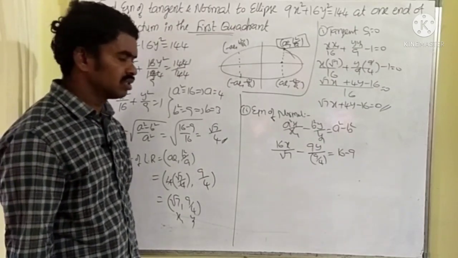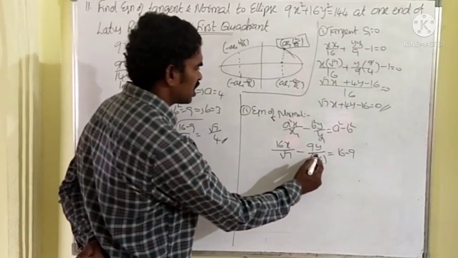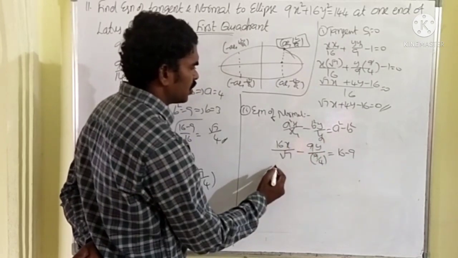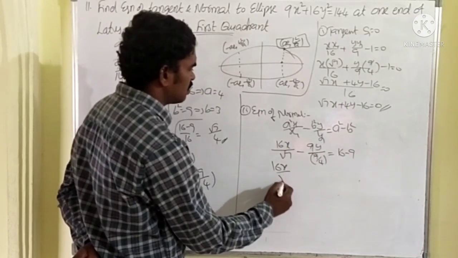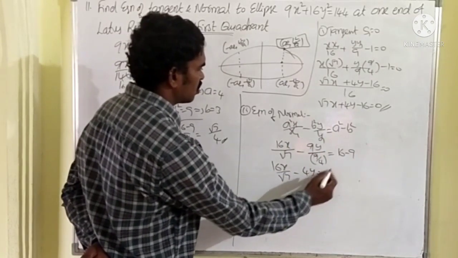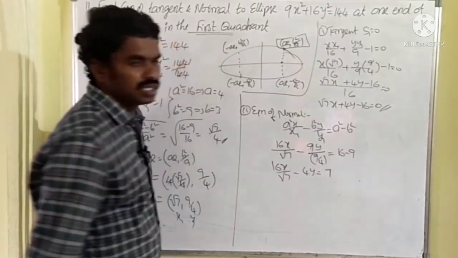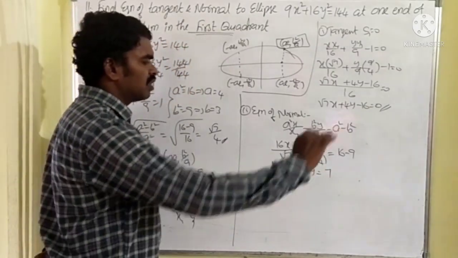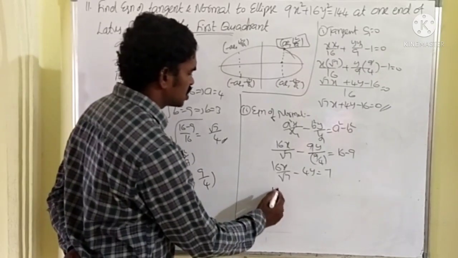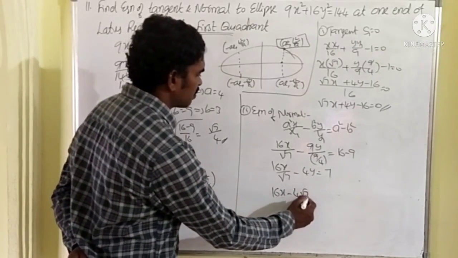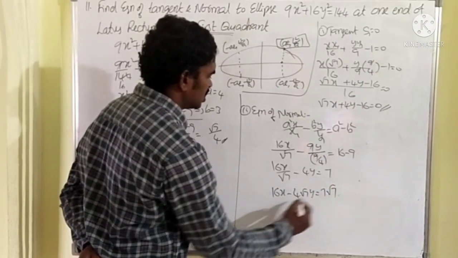Any doubt? Okay. So here 9 gets cancelled, and 4 goes to the numerator. So 16x by root 7 minus 4y is equal to 16 minus 9, how much? 7. So each and every term we multiply with root 7. So 16x minus 4 root 7 y is equal to 7 root 7. This is the answer.